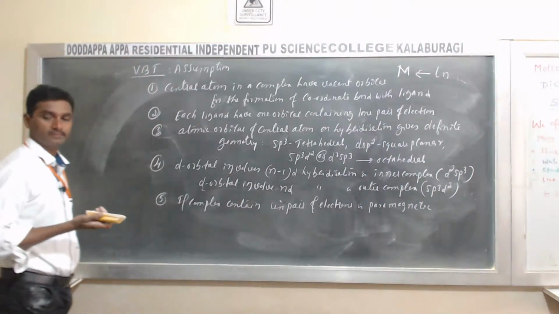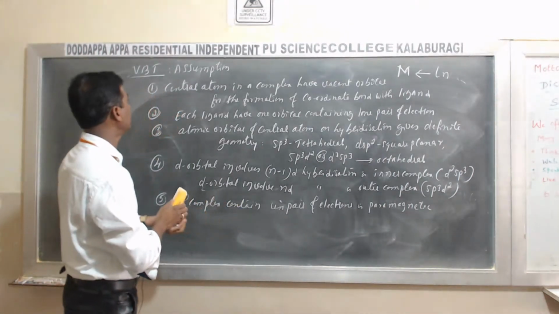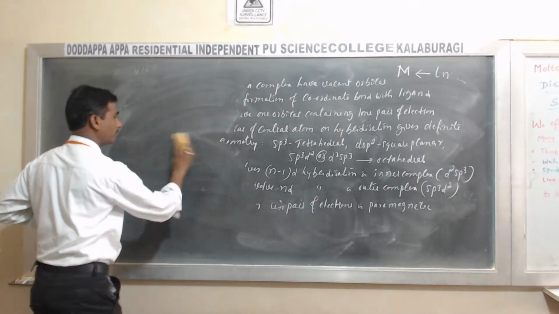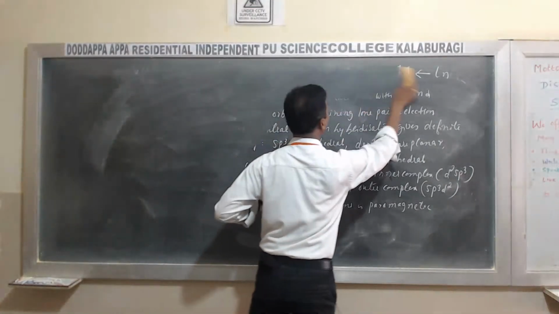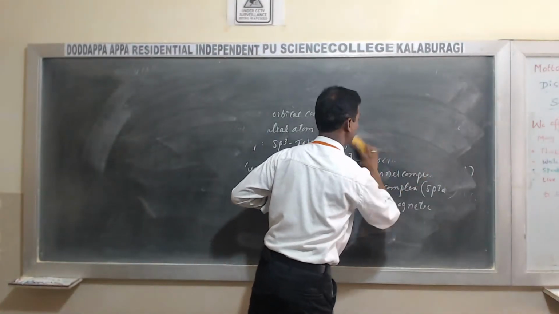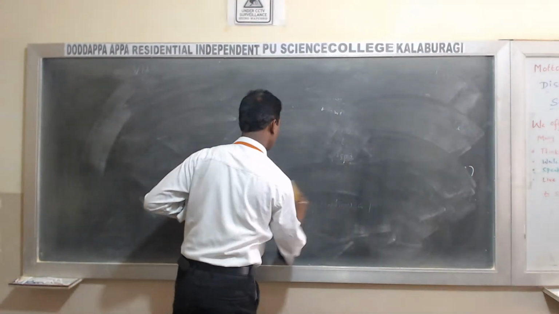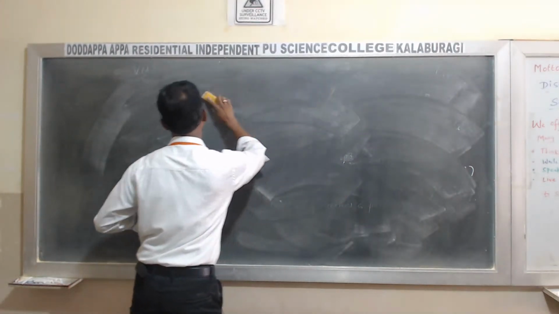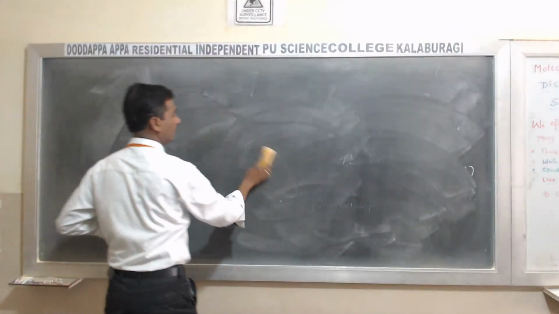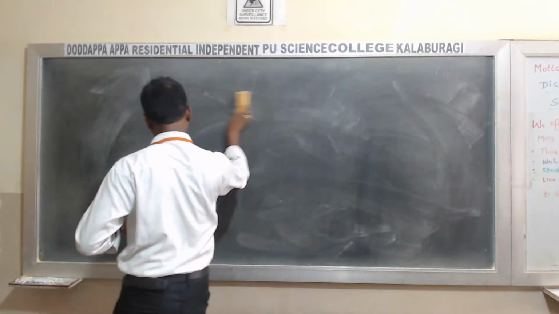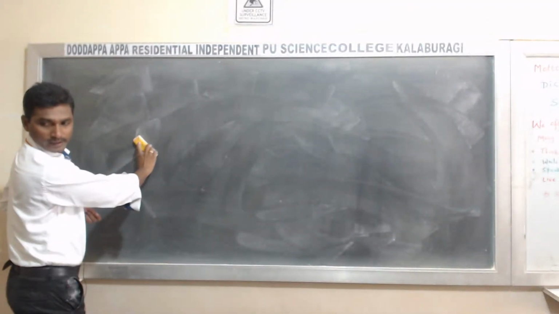Okay, over. Now I can discuss the examples. First, you remember the central atom has vacant orbitals and the ligands have filled orbitals. These overlap. It forms a coordinate covalent bond.